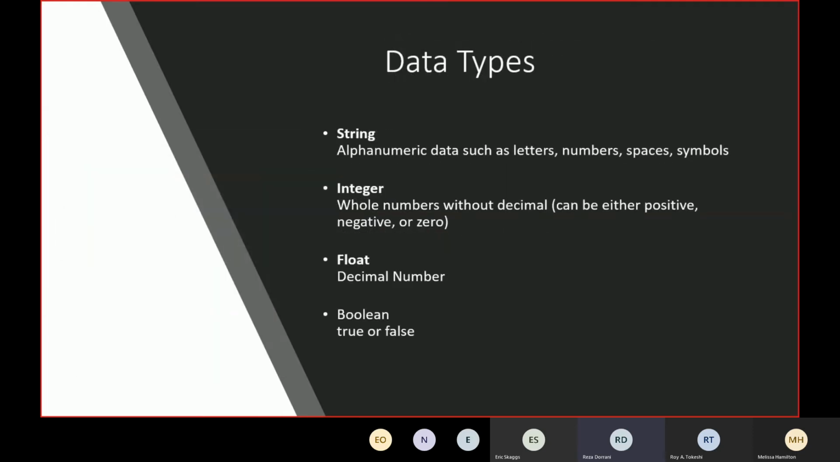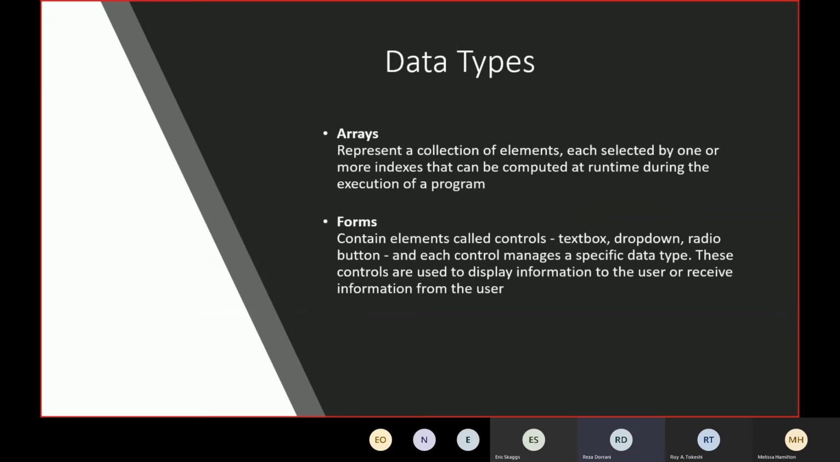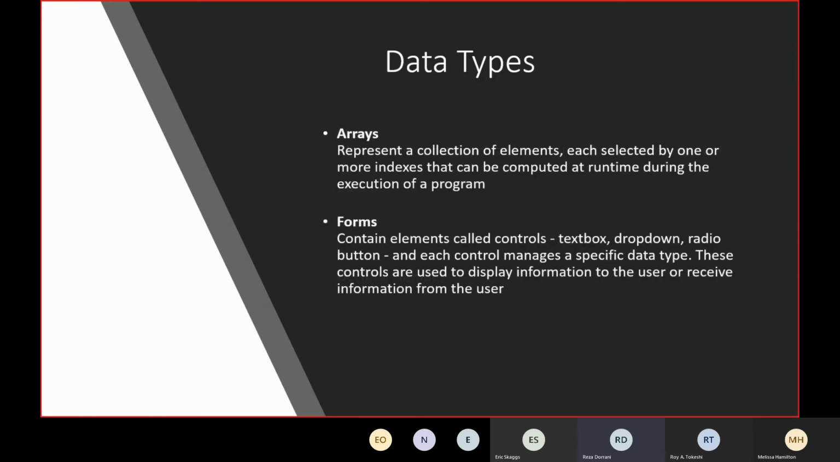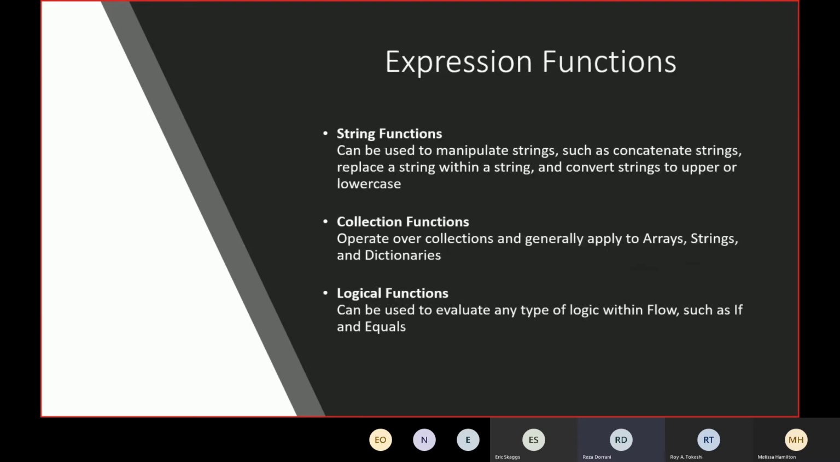That number in this case is an integer. I can also have floating point numbers in flow. I can have booleans, which are true or false. I can have arrays, which is one of the most key aspects of flow, which is your collection of data. And finally, you can have forms, which I will also talk about later in my session. So you need to be aware of these data types. These are the different types of data that you can come across during your Microsoft Flow creation process.